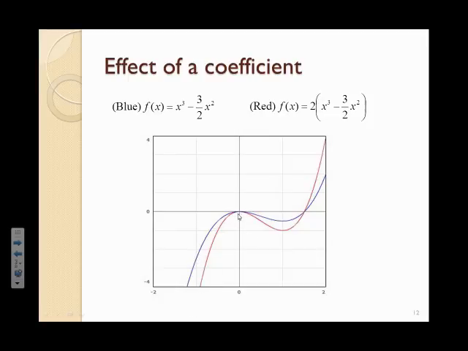Now, of course, here at 0 and 1, since the slope is 0, 0 times 2 is still 0, so the slope would be the same. But at every other point, the slope of the red line would be twice as much, 2 times the original one. So that's why, whenever we have this kind of setup, we have to include this number in the derivative because it does affect the slope. It does affect the derivative.